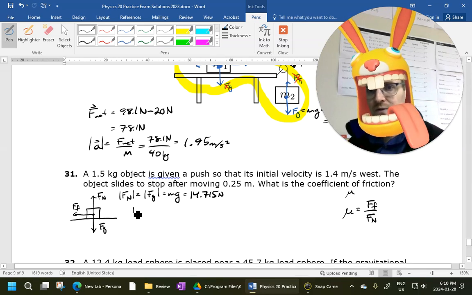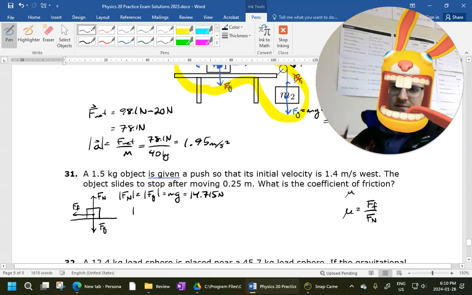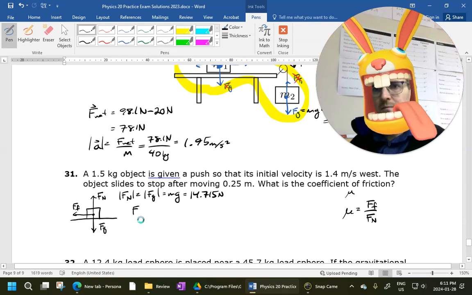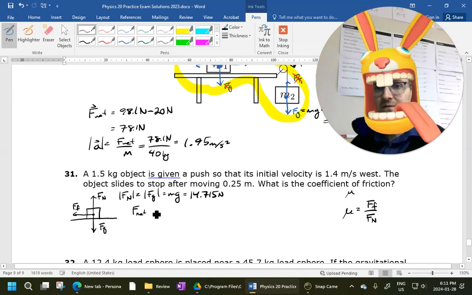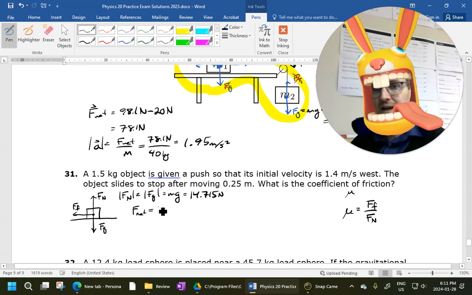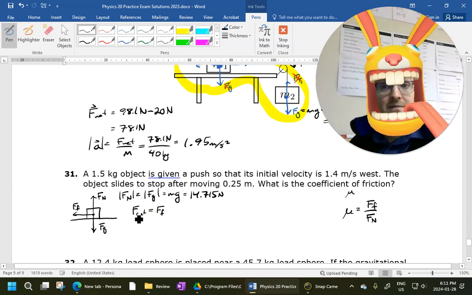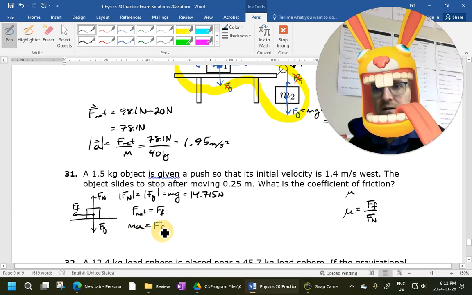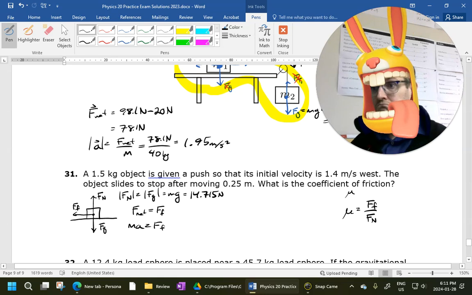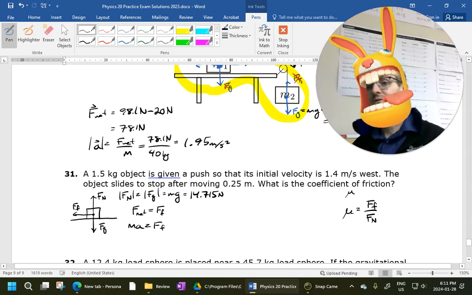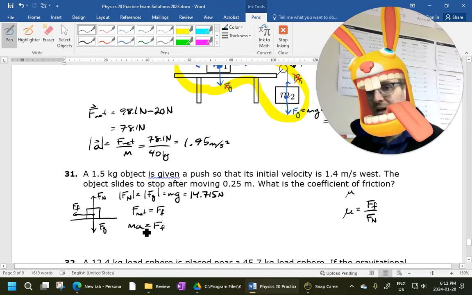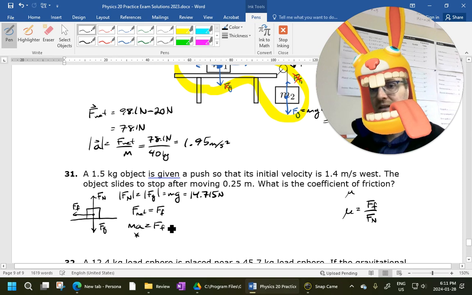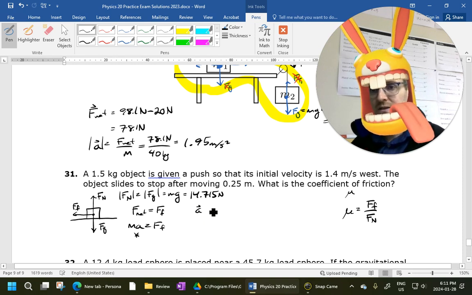The reason I want to find my F net is because I have to find the acceleration. My F net is equal to mass times acceleration. So if I can find my acceleration, I can find my Ff, and I can use that over on the other side there. So I'm going to have to find my acceleration here. So let's see, what is our acceleration?